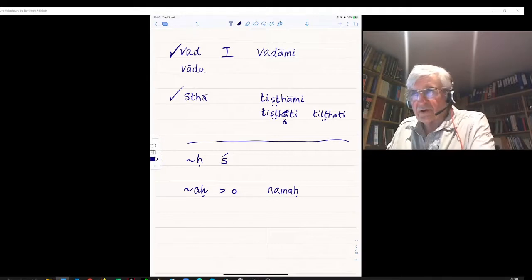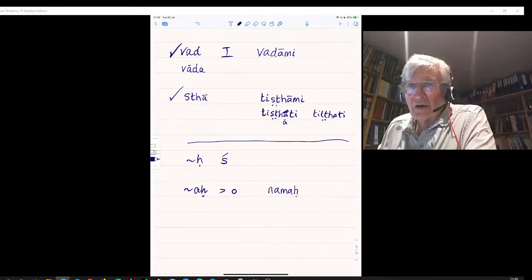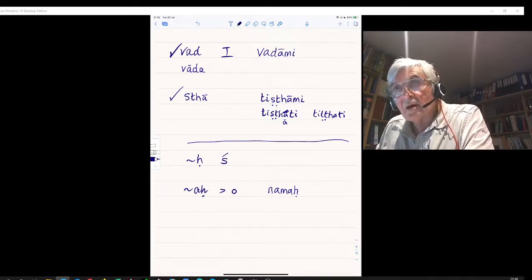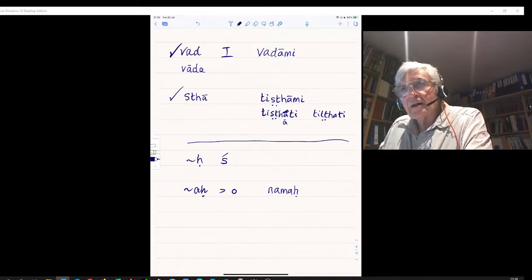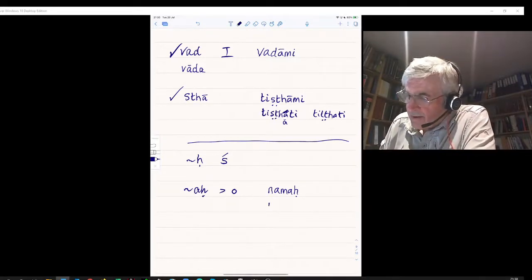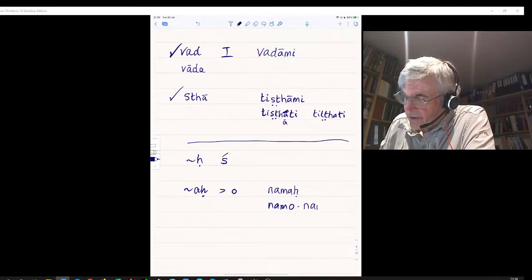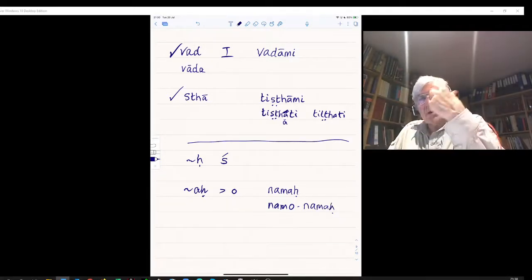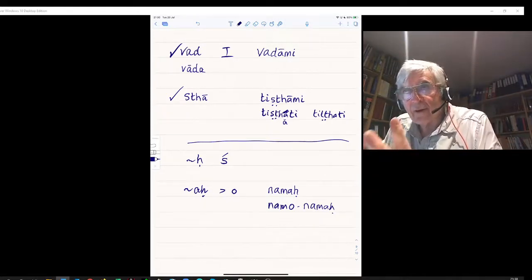Often in Sanskrit, when they're saying greeting, they'll say the word repeated. They won't say namah, namah, namah. They'll say namo namaha. Why? Because the visarga of the namah becomes an o before the next word, which begins with a voiced consonant, with an N. So that's why it becomes not namah, namah, but namo namaha.